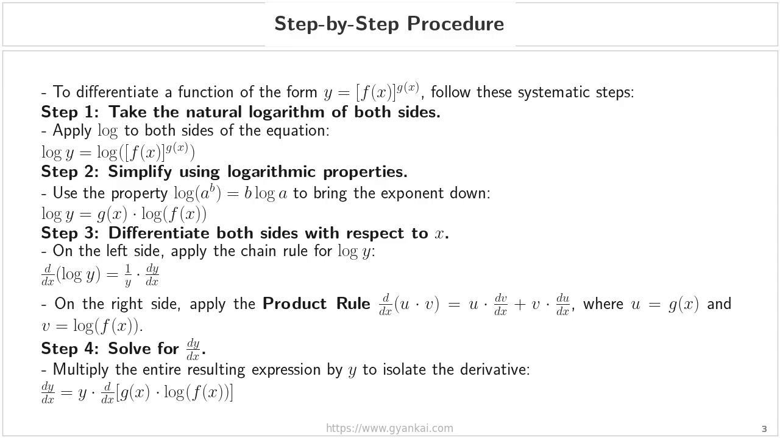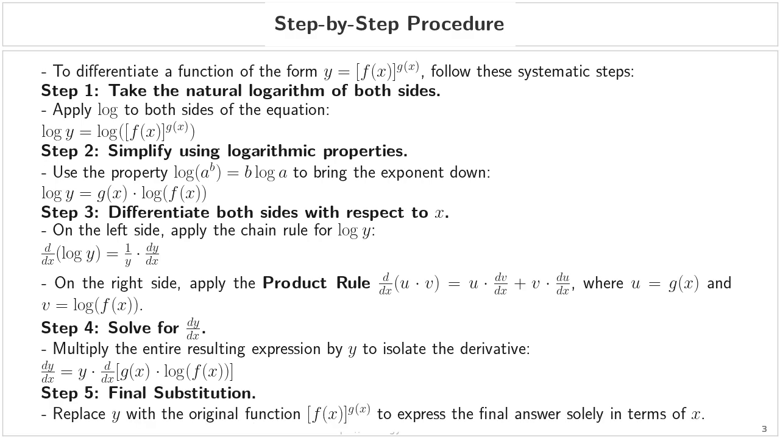Step 4. Solve for the derivative, dy over dx. To isolate the derivative, we multiply the entire resulting expression on the right side by y. This results in dy over dx equals y times the derivative of the product of g of x and log of f of x.